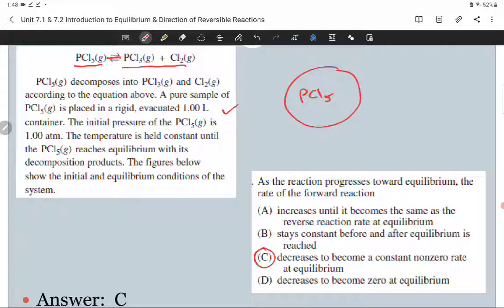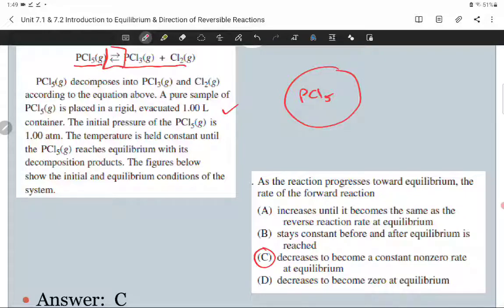As soon as the reaction begins, you could only have left to right going on because you don't have any products to make back to reactants. The initial pressure is 1 atmosphere, temperature is held constant. The reason the temperature is held constant is because if you change the temperature, then we have a lot more to deal with in equilibrium, because temperature can affect lots of different things like the pressure of gases from gas laws. And then it reaches equilibrium. Okay, so we actually get to the point where the forward and reverse reactions are the same.